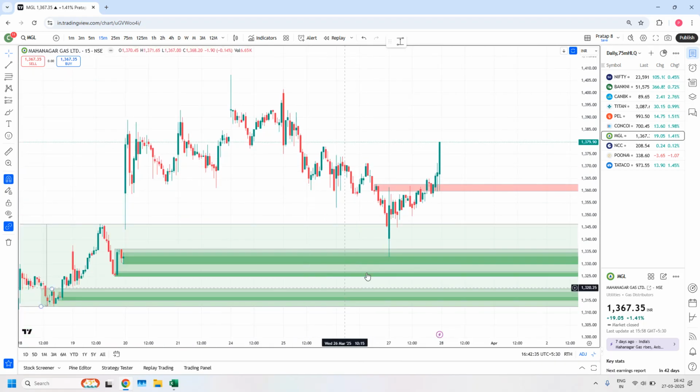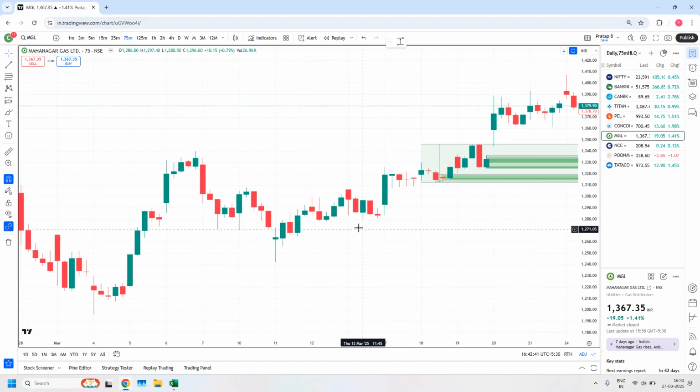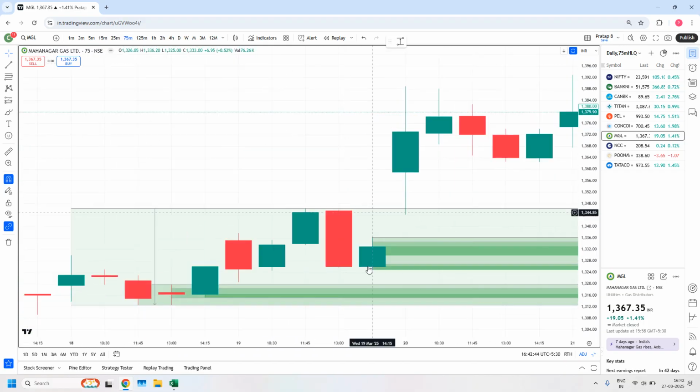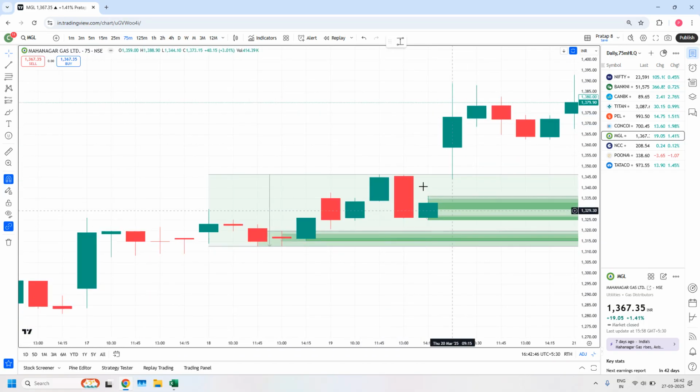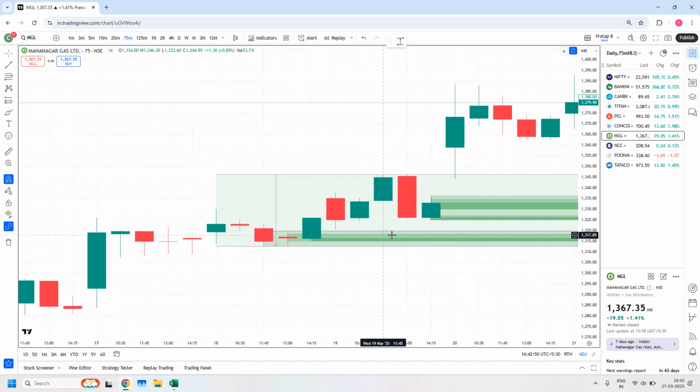But before we look into this, how did the software identify this zone? Let me go to 75. Software did not identify this as a drop base rally. This is the LOTL zone actually, according to the software. Software always identifies the zone nearest to the current closing price.